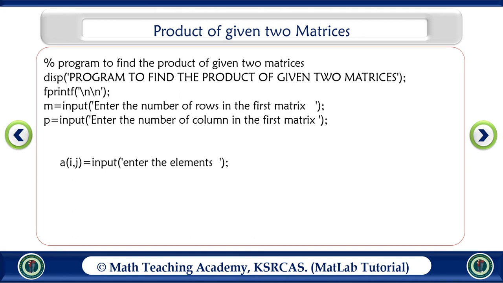Because every element of the matrix is represented by A11, A12, A13, etc., the two-dimensional variable name a of I comma j is used to get the elements of the matrix as input. And then we are going to get the second value, third value, fourth value, etc. in the same way. That is why this command is inserted in between the nested for loop.